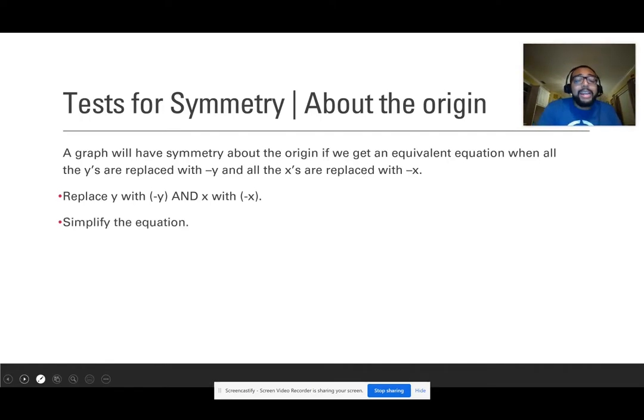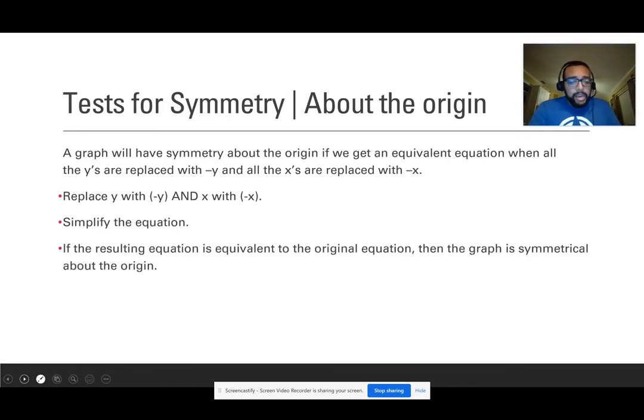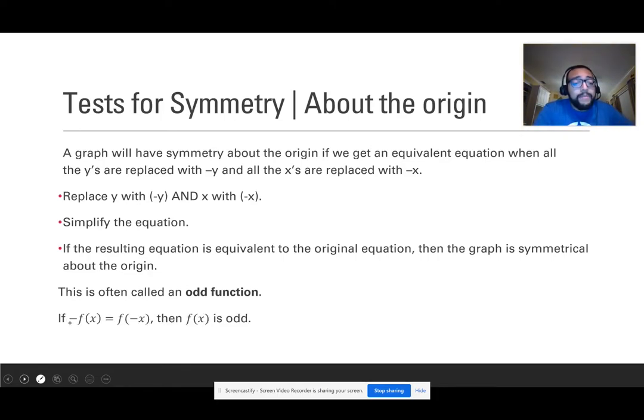Then we simplify the equation. Same thing: if the resulting equation is equivalent to the original, boom, we have symmetry about the origin. This is called an odd function. So symmetrical about the y-axis is even, and symmetrical about the origin is odd. And if we want to put it in function notation, if negative f of x equals f of negative x, then f of x is odd.